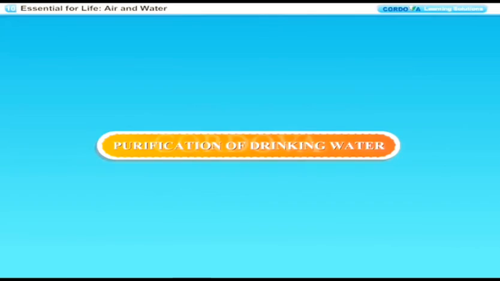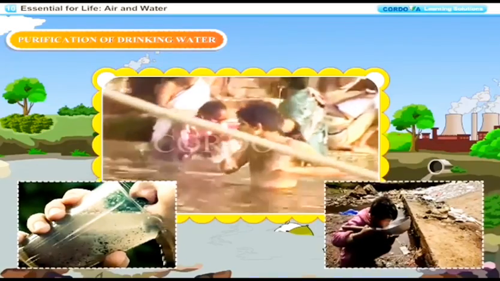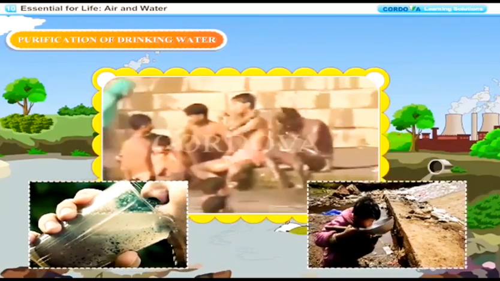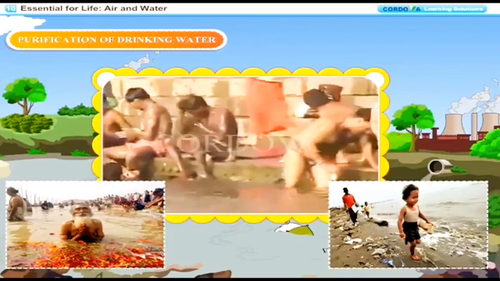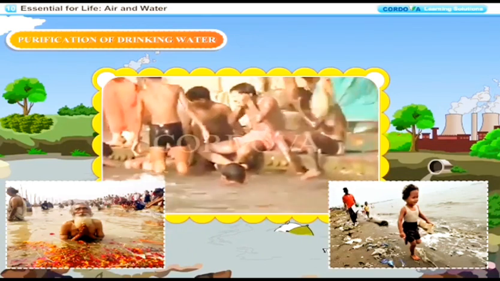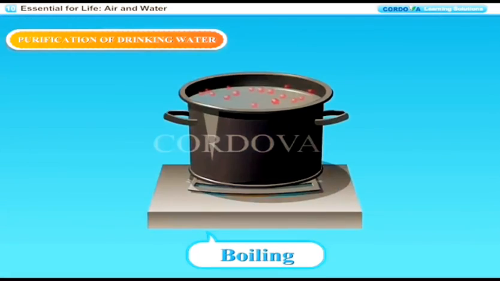Purification of drinking water. Impure water may be harmful to us and leads to many diseases. So we must drink pure water. We can purify water by using the following methods. Boiling. Water is heated for 10 minutes. Boiling kills the germs present in water and makes the water pure. It is the simplest way to purify water.